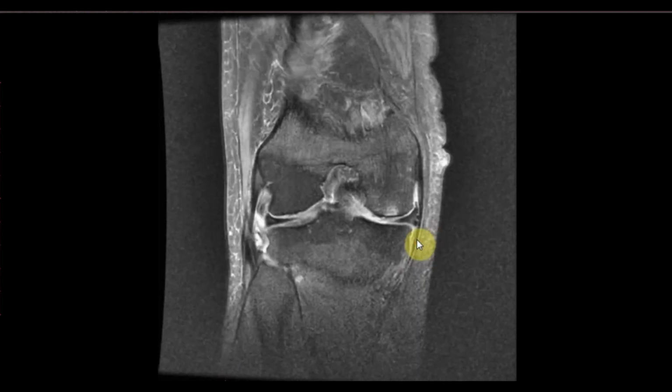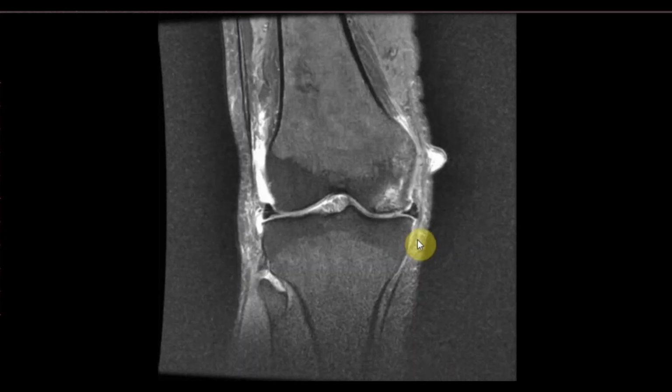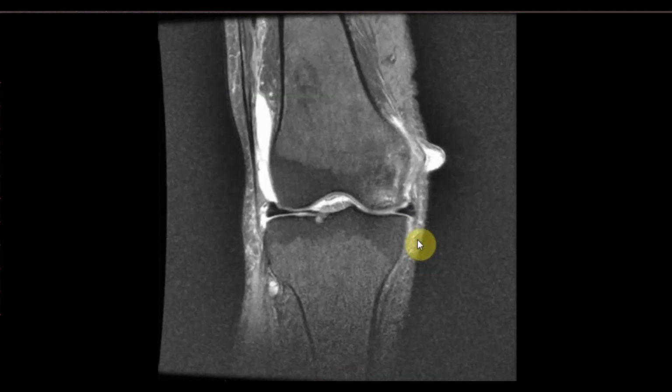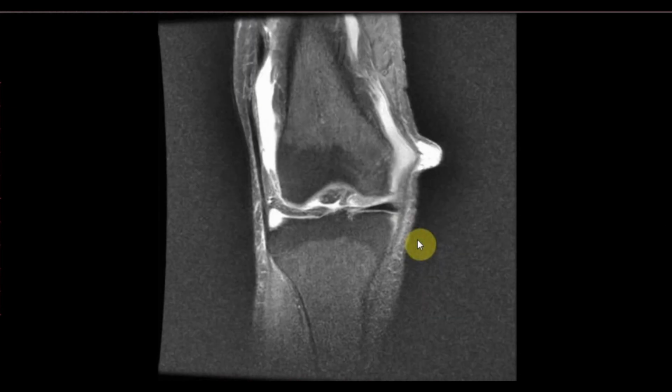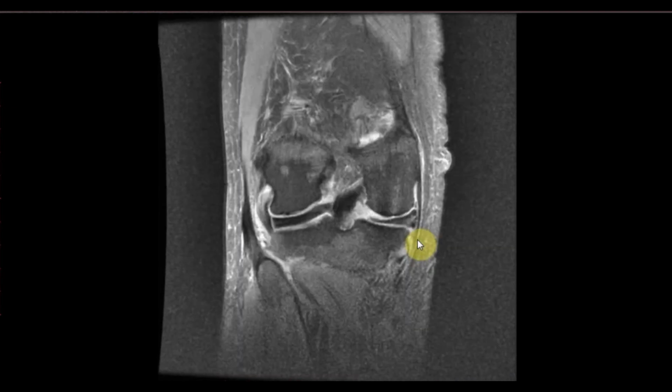So this patient is having changes of osteoarthritis, cartilage degeneration, meniscal root tear with extrusion, and is also showing osteochondral defect with unstable fragment.